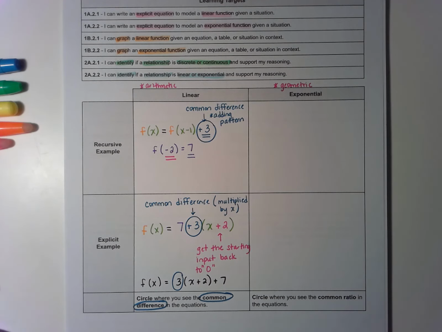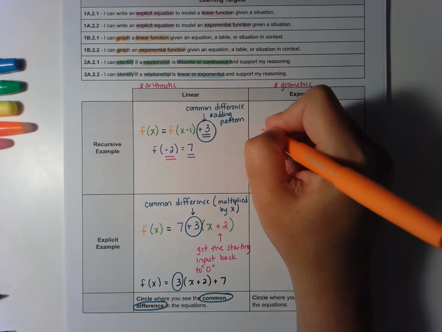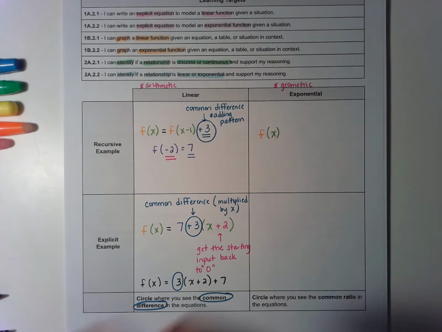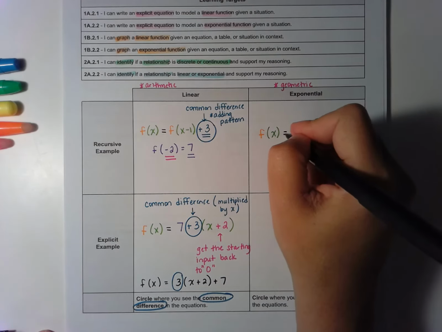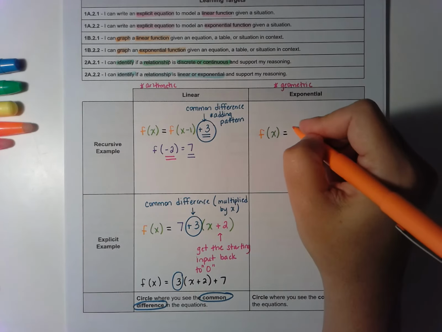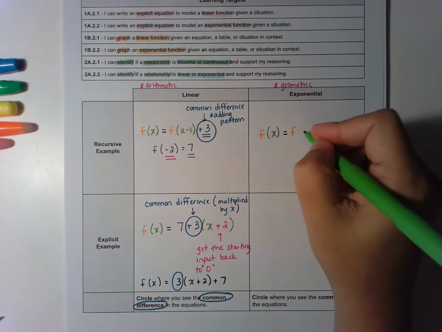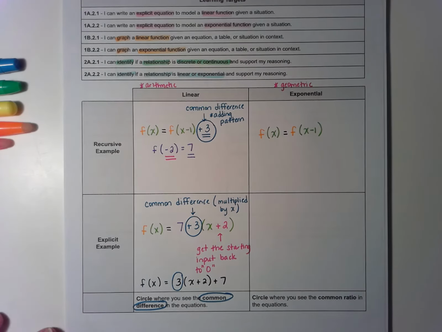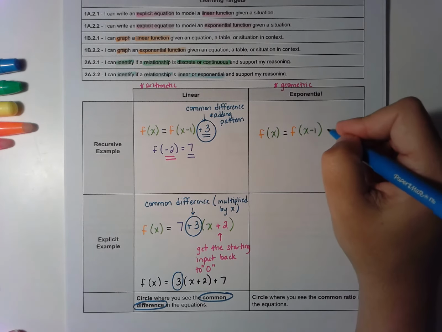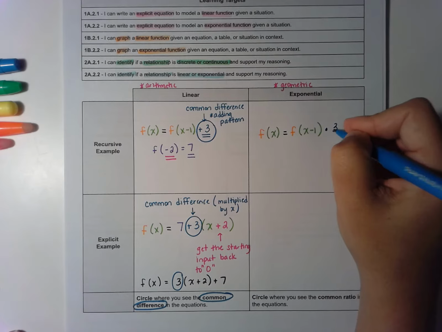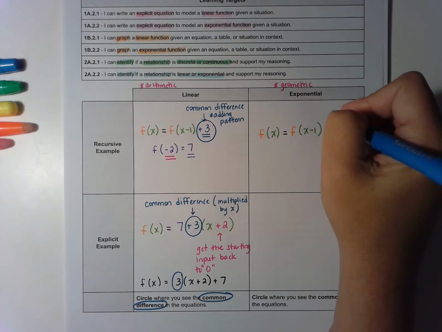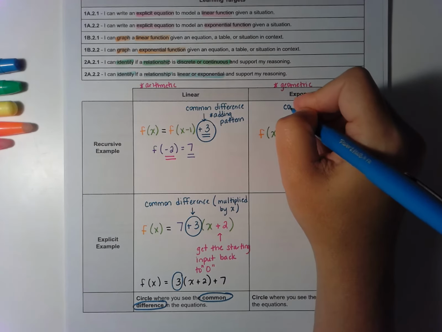Now let's talk about exponential. As a review of what an exponential equation would look like for a recursive, we would have f of x is equal to f of x minus 1. And as we talked about in Module 1, every recursive equation starts off the same way because we're always referring back to the previous term. But this time, the pattern would have to be multiplying or dividing. So I'm going to put times 3 here instead of plus 3. This would be the common ratio.